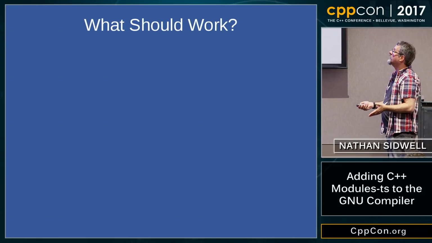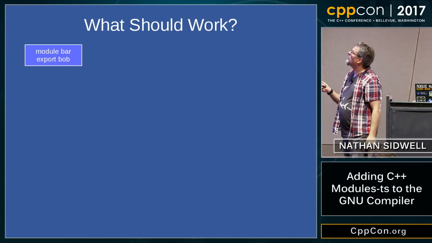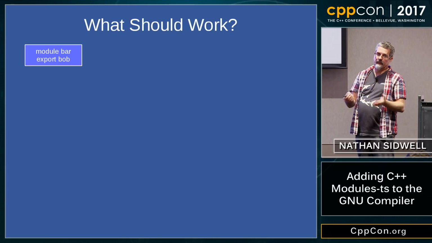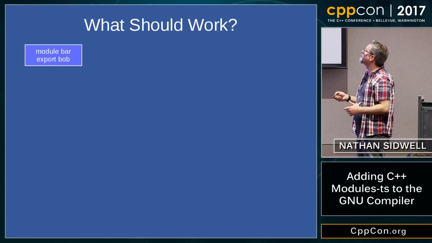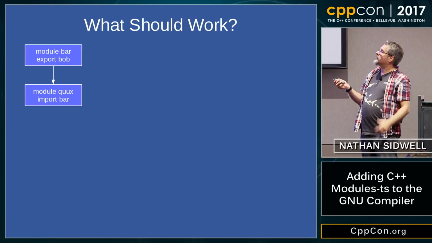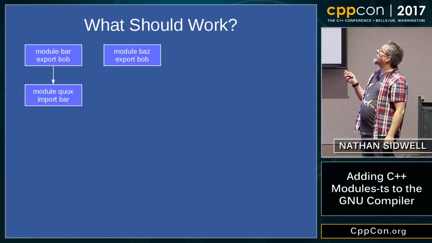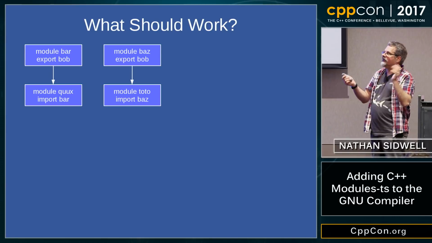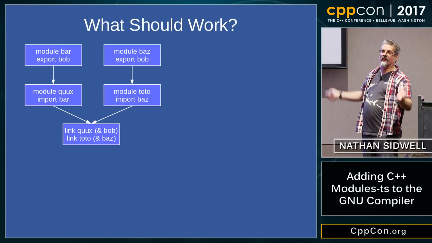or make linkers work. So I'm going to have some motivating examples now. Module bar exports a bob, and for purposes of this picture, all bobs are the same, a void function, let's say. Some other module imports it and uses bob. We've got another module, baz, and it too exports a bob, a different bob but with the identical name in the global namespace. Another module imports that and uses bob. And then we link it all together.